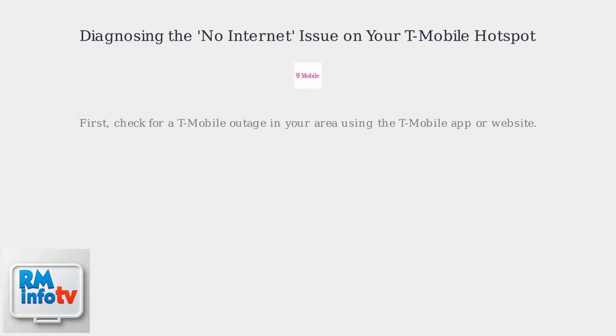Experiencing a no internet connection error on your T-Mobile hotspot can be frustrating. Let's troubleshoot. First, check for a T-Mobile outage in your area using the T-Mobile app or website. Outages are rare but possible. If no outage is reported, the next most common culprits are APN and DNS issues.